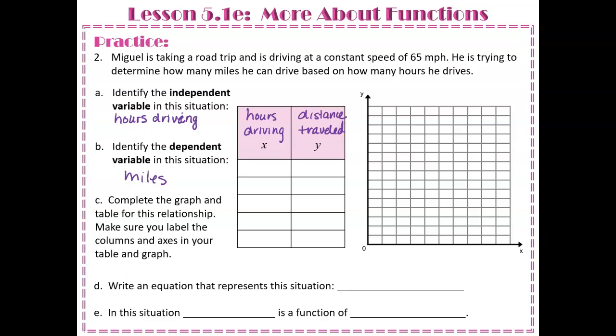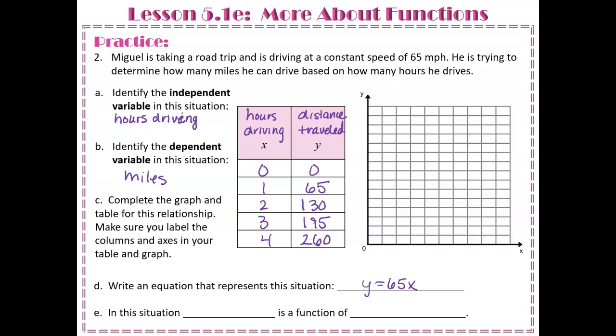All right, so let's complete the graph. If he's not driving any hours, he's not going anywhere, right? If he drives 1, he's 65 miles away. 2, we're looking at 130 miles. If he drives 3 hours, we're at 195 miles away. And if he drives 4, he's 260. All right, if we were to write an equation for this, it would be y equals 65x. X is the number of hours. So you're multiplying 65 times the number of hours to get y, your total distance traveled.